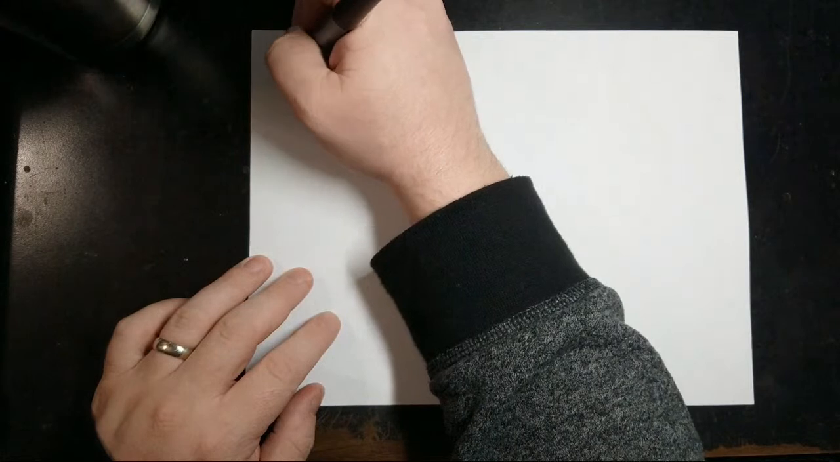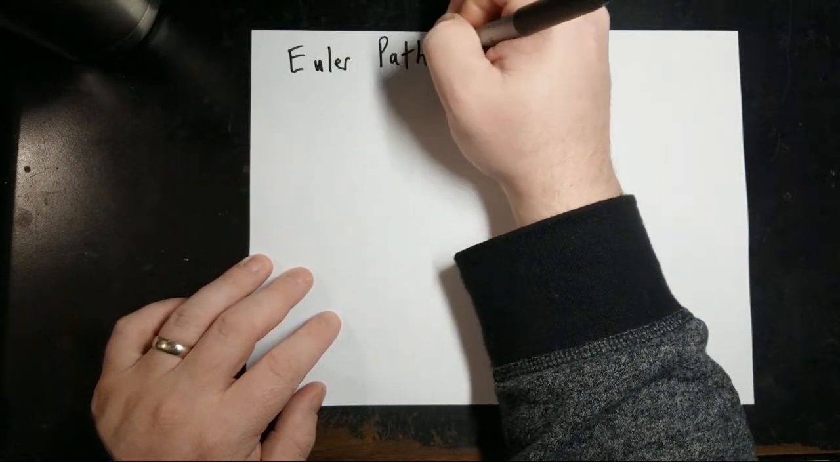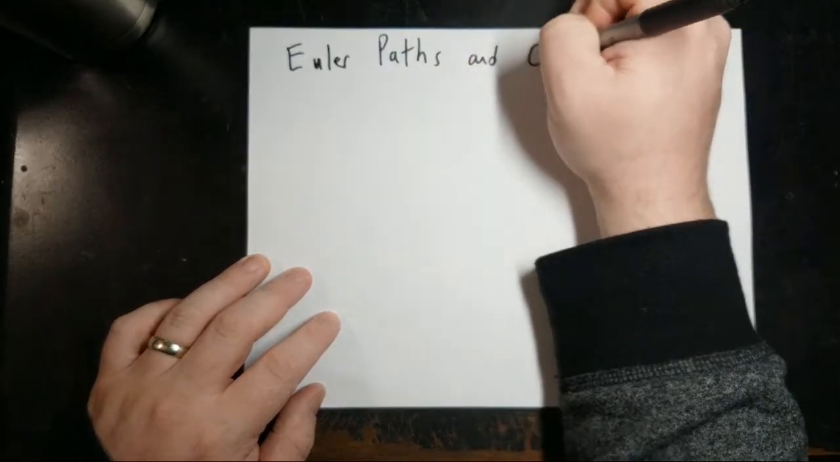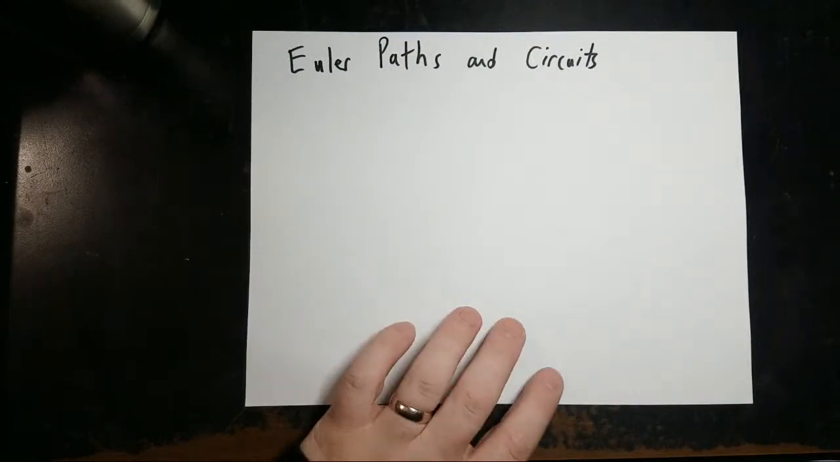For all of my discrete math students, this is the beginning of the lesson. I am going to put timestamps into the description so that whatever you need to view after the fact, of course you can see, like all of my previous videos. This lesson is entitled Euler Paths and Circuits.